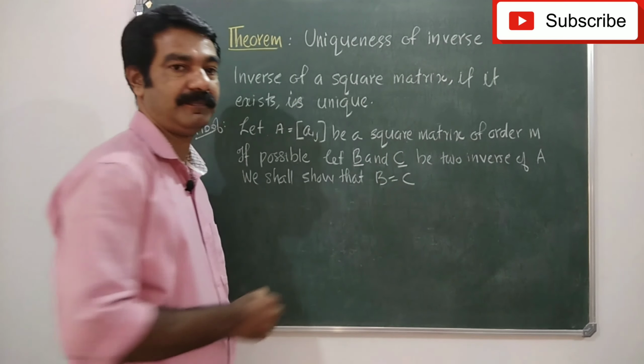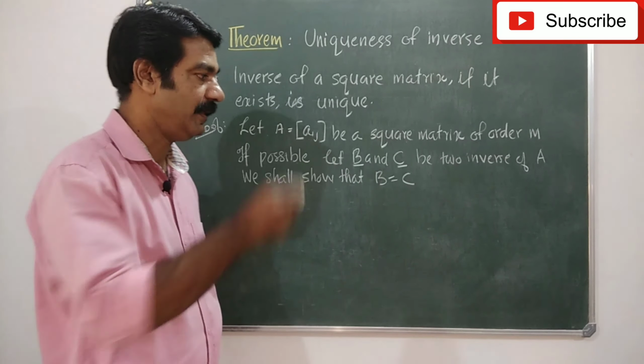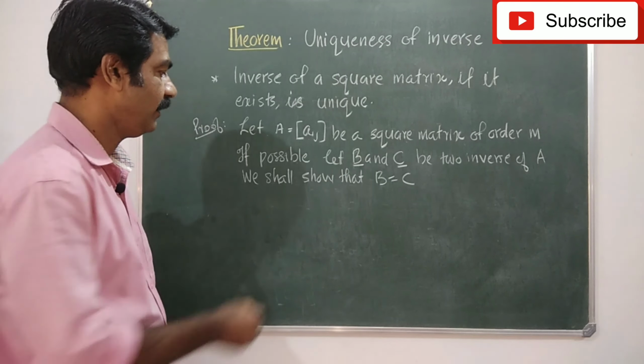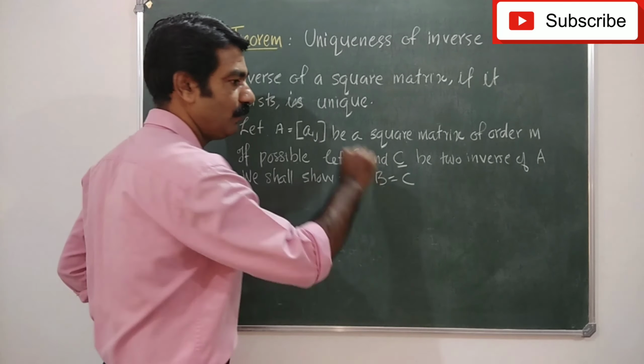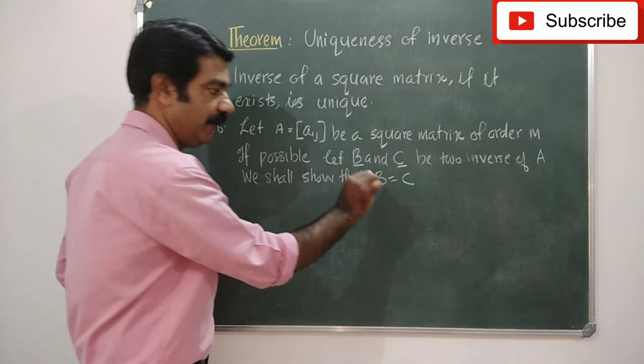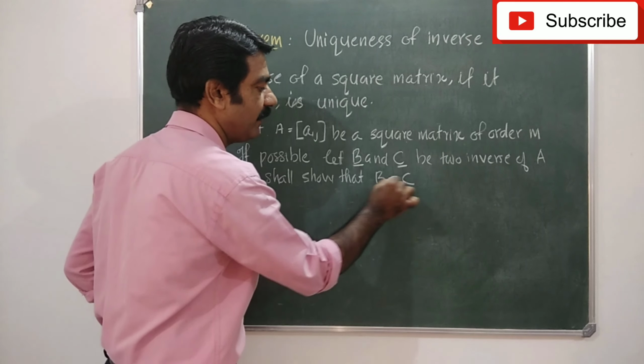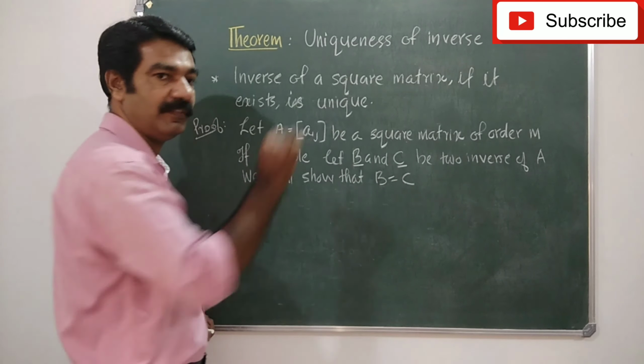Two inverses. We suppose that B and C are two inverses. We shall show that B is equal to C. If B and C are two inverses, we have to prove B equal to C. If B and C are equal, it means there exists only one inverse.